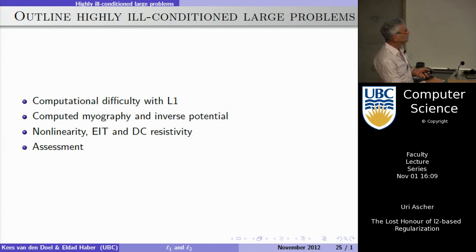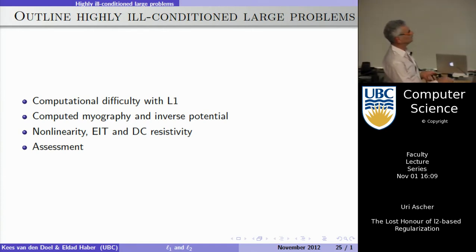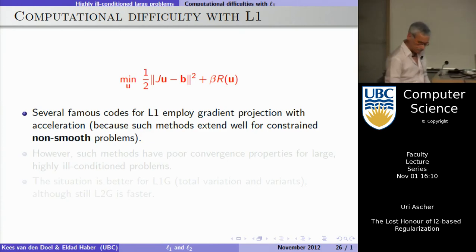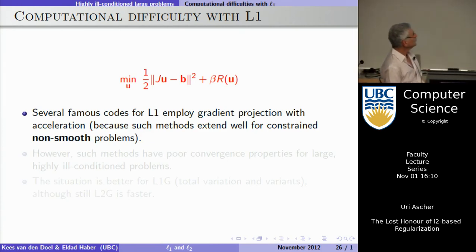And then we'll discuss two problems. One, computed myography, and the other is what's written here. We'll get there. Everything will become clearer. So we are beginning with, by the way, when there's nothing here, it's the two norm. Each time there's a one norm, I will write one there. But when there's nothing there, it's the two norm. The data fitting has always been with the two norm. The question whether it's one norm or two norm is over here in the regularization operator.